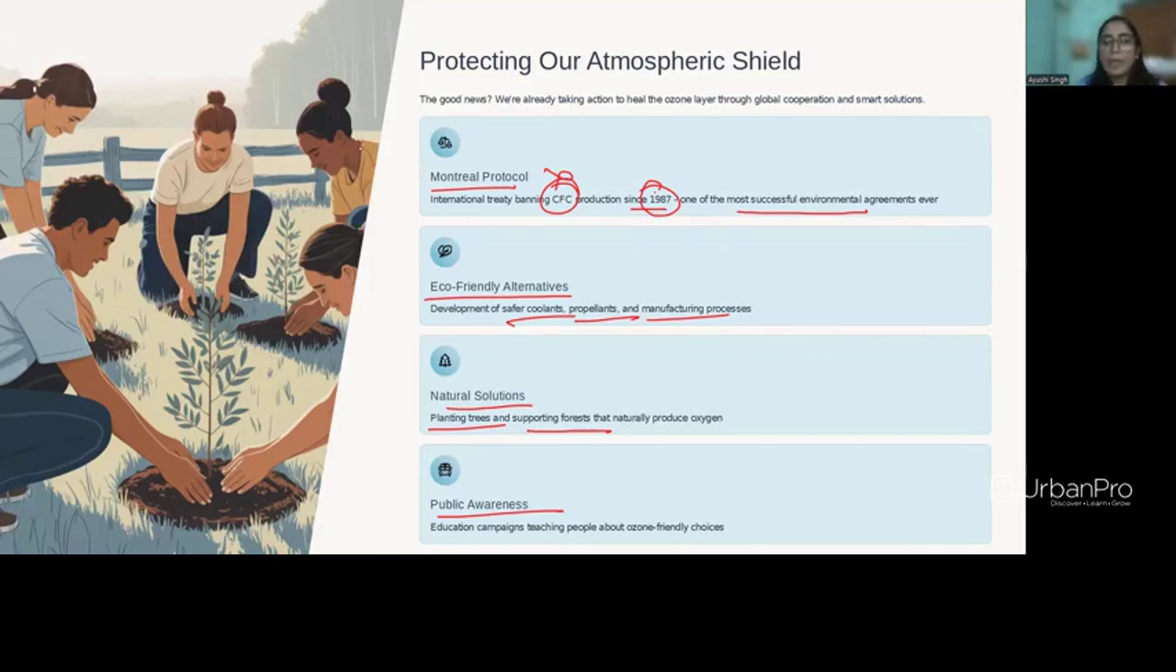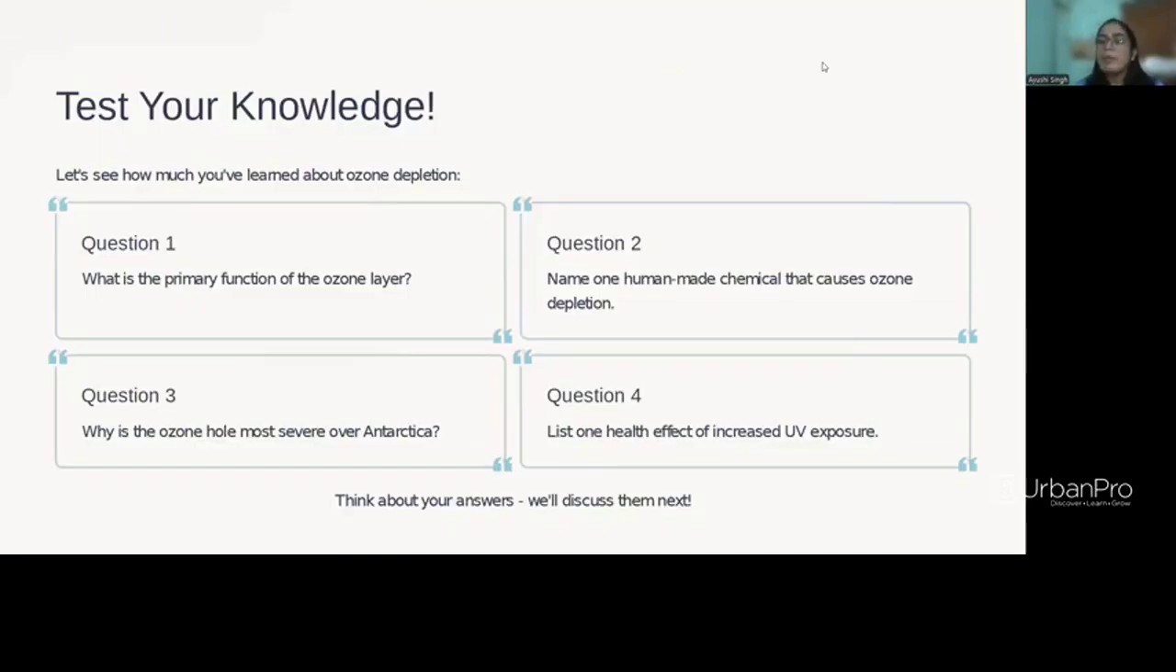Okay, now you can answer these questions. What is the primary function of the ozone layer? The second is, name one human-made chemical that causes ozone depletion. Third is, why is the ozone hole most severe over Antarctica? And lastly, list one health effect of increased UV exposure.